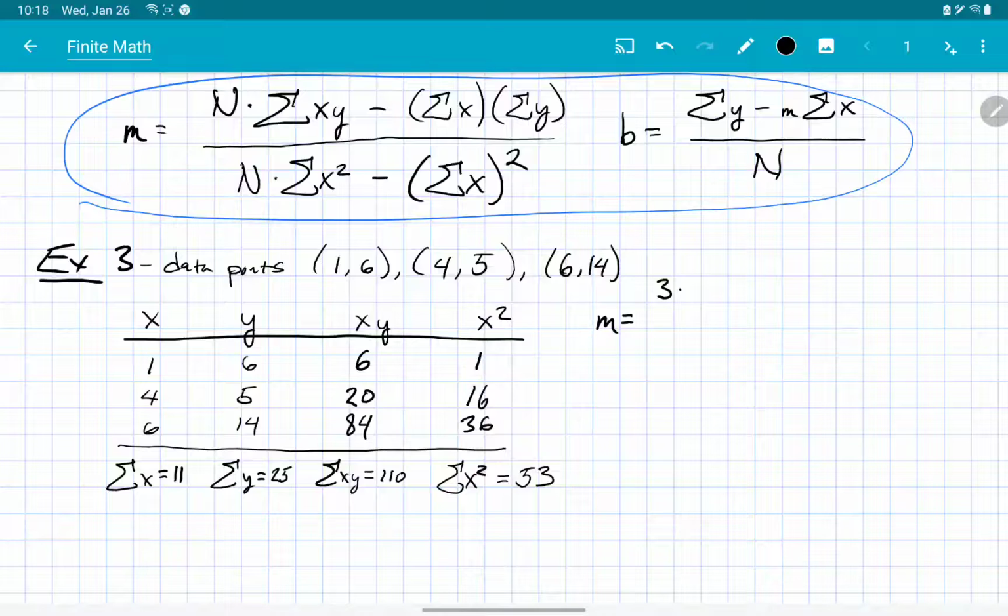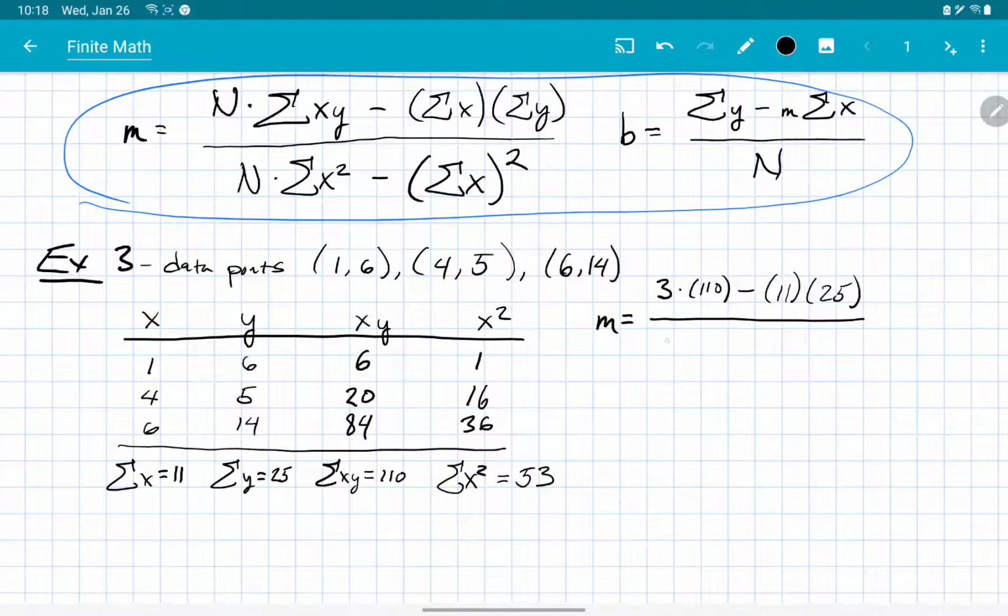The sum of the product of xy is down here in the bottom in the third column. That's 110. I subtract from that the sum of the x coordinates, which I found was 11. That's the bottom first column. And then the sum of the y coordinates, which is 25. That's the bottom second column.